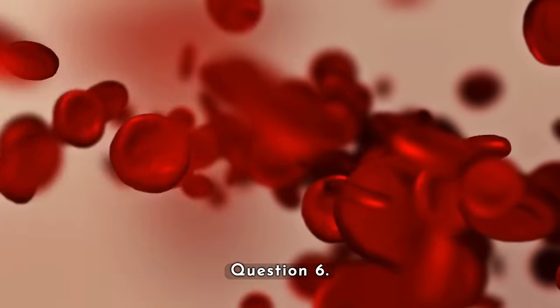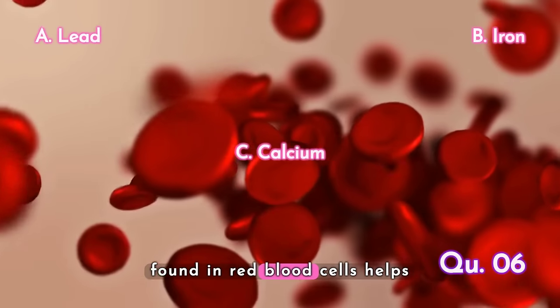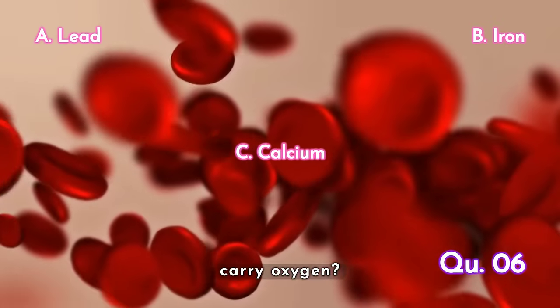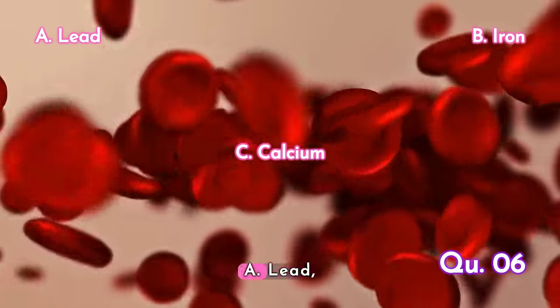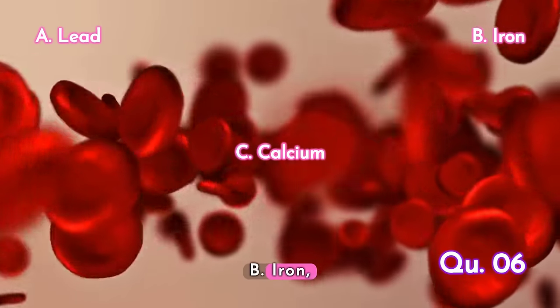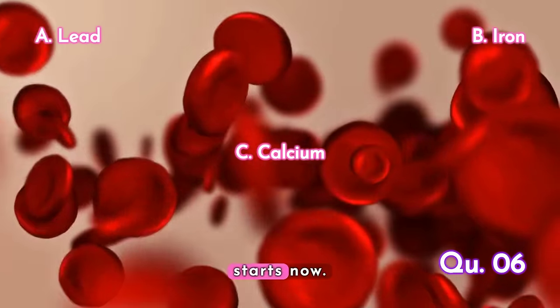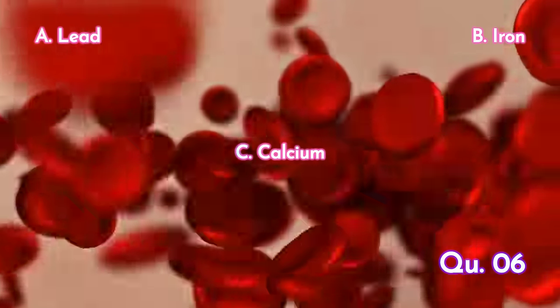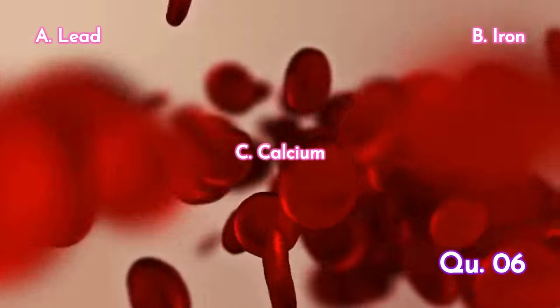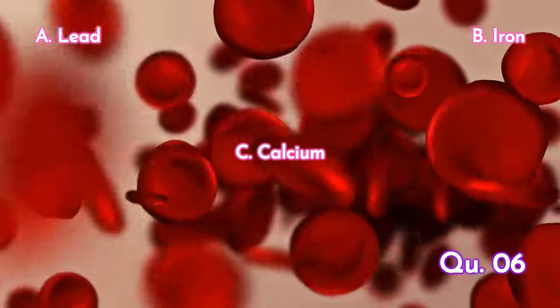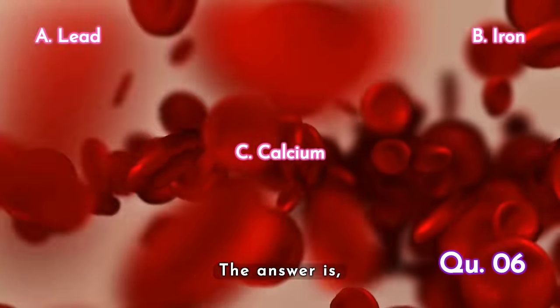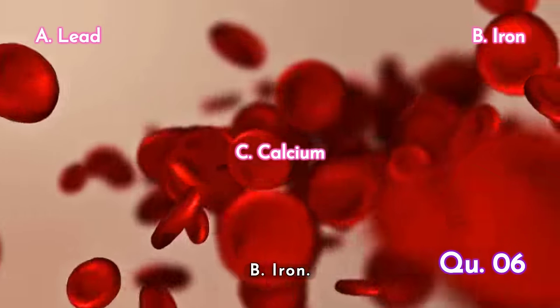Question 6. Which element found in red blood cells helps carry oxygen? A, lead. B, iron. C, calcium. Your time starts now. The answer is B, iron.